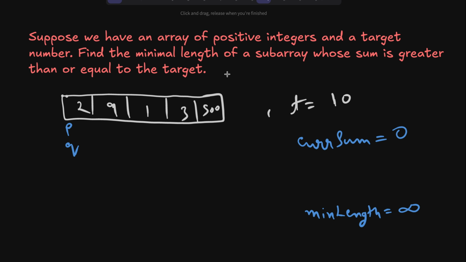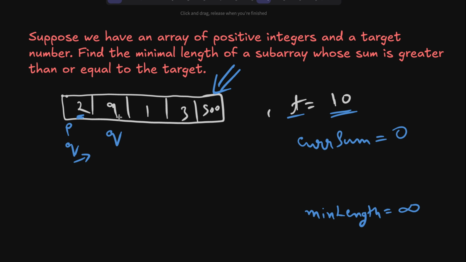So suppose that we have this particular array and the target is 10. We need to find the subarray that has a sum equal to or greater than 10 and has the minimum length. So what we can do is start with p and q at the first element and check, is this greater than 10? It is not greater than 10, right? So it means I need to increase q to the next element. So q will be here. What this means is that the condition to make the window valid is that the sum of the elements in the window needs to be greater than or equal to 10.